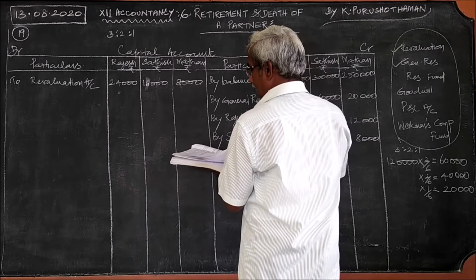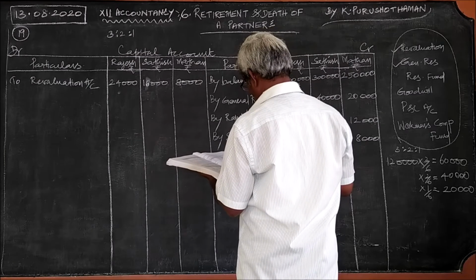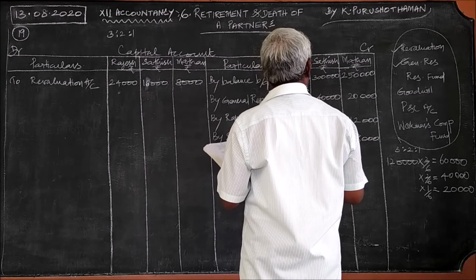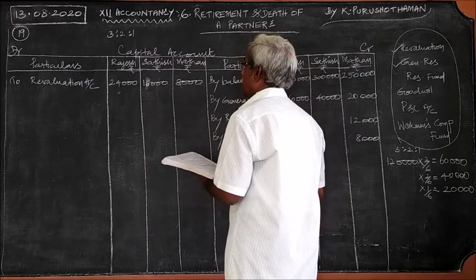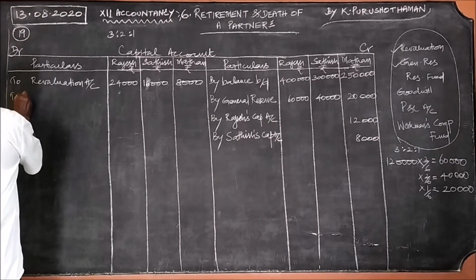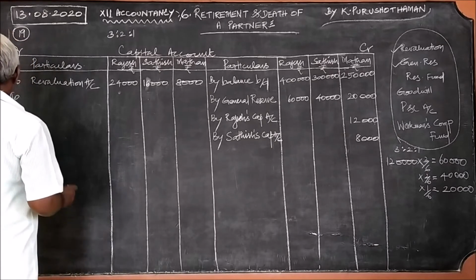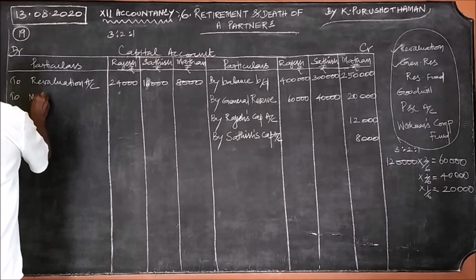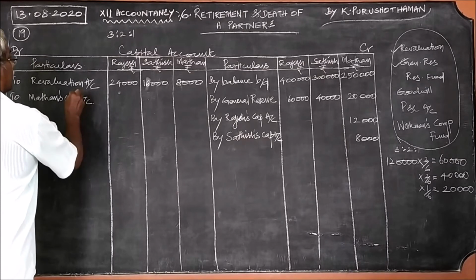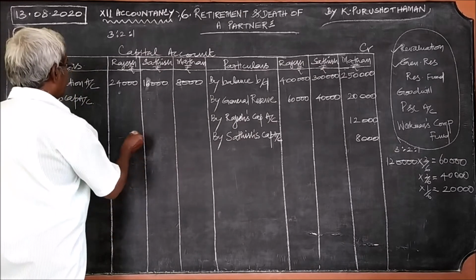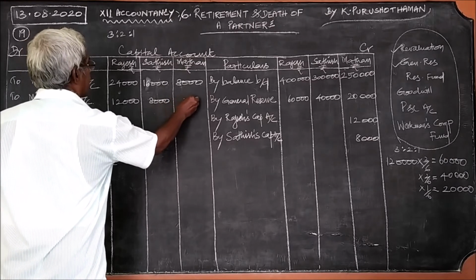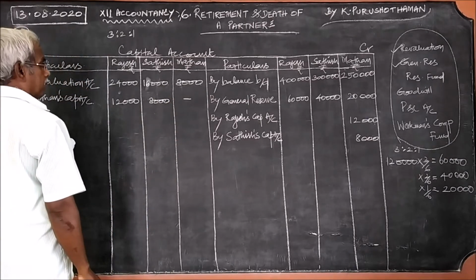Then, what is the other item? Any other item given there? General reserve only. This side nothing else. Goodwill, point number 3, is also divided, and therefore this side is over. Go to the debit side. To whom? Who is the retiring partner? What is the name of the retiring partner? Madan. Therefore, to Madan's capital account. For Rajesh 12,000 and Satish 8,000, and for Madan nothing because he is the retiring partner.